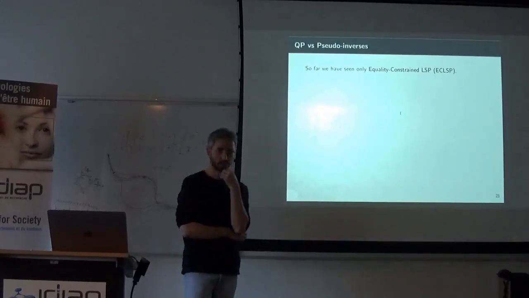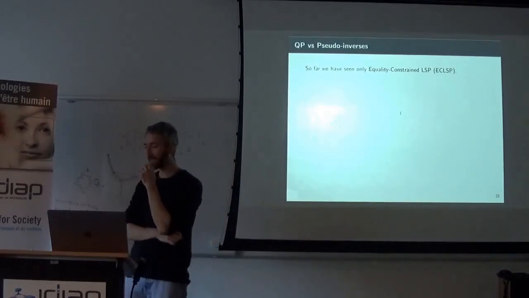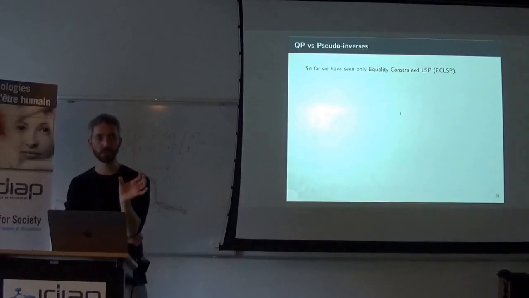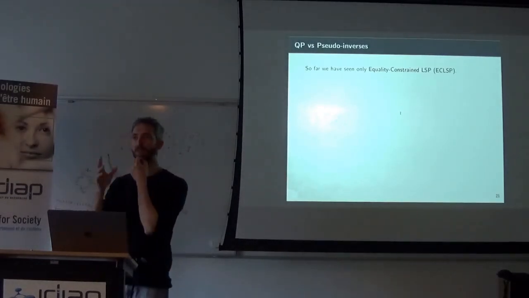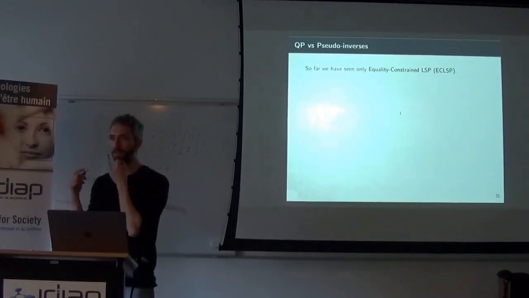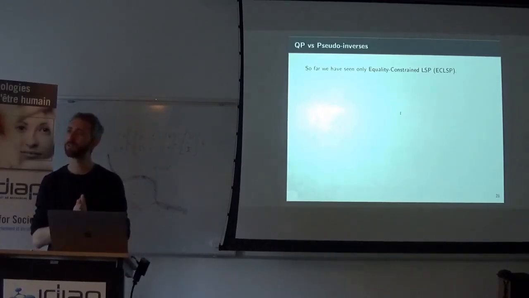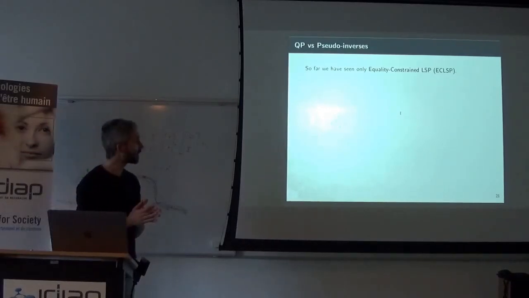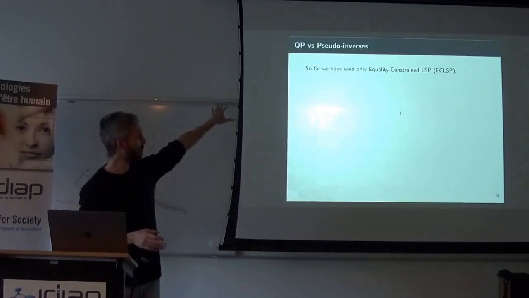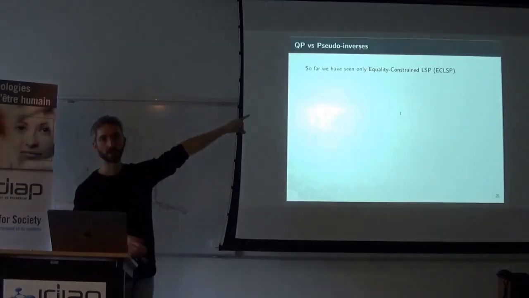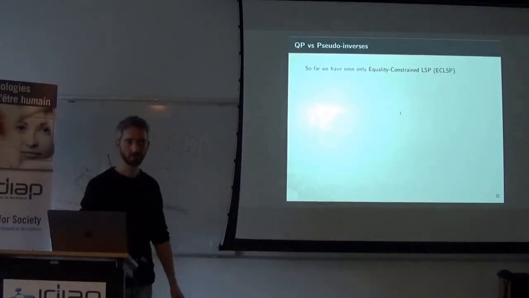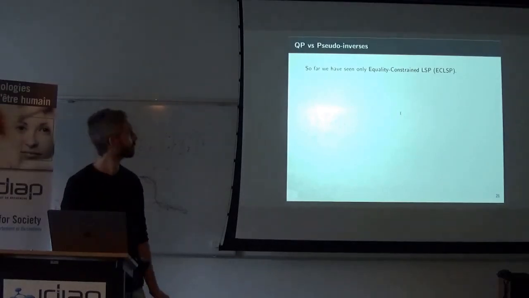So let's discuss a bit quadratic programs versus using pseudo-inverses. If I remember correctly, Sylvain yesterday talked a bit about pseudo-inverses for solving least square problems, right? So far we have only seen least square problems, LSP, with equality constraints, right? That's the only thing that I've shown.